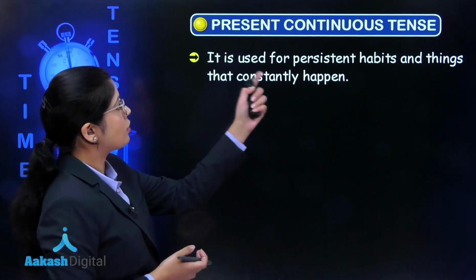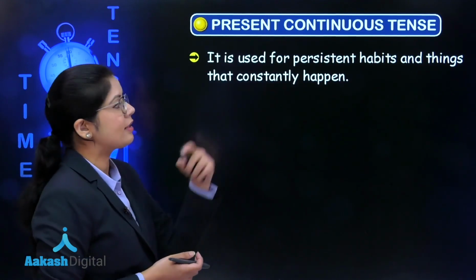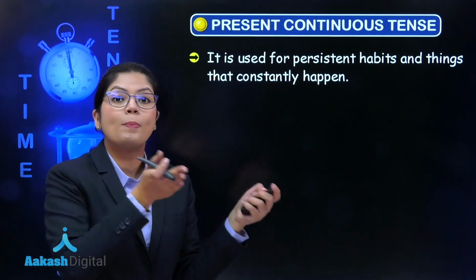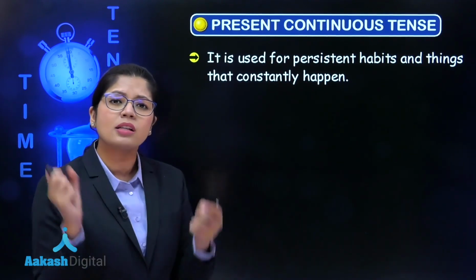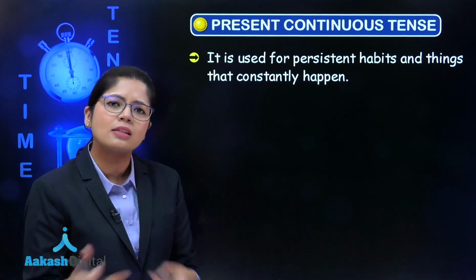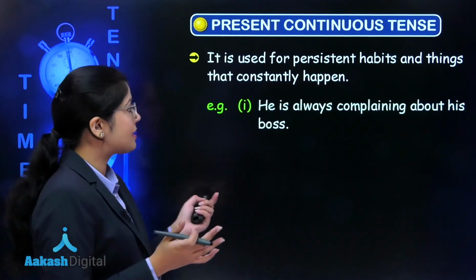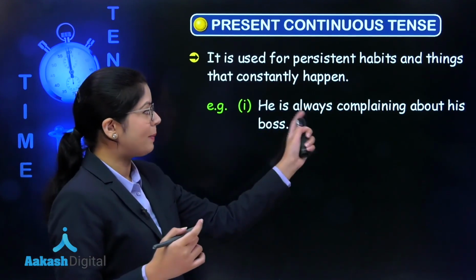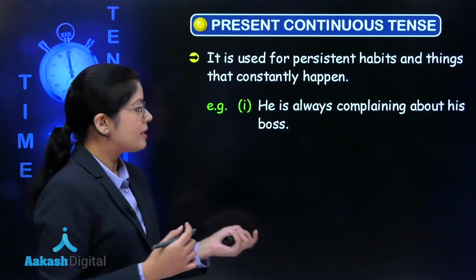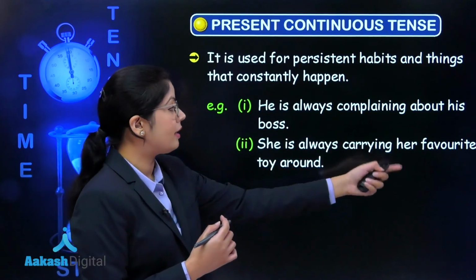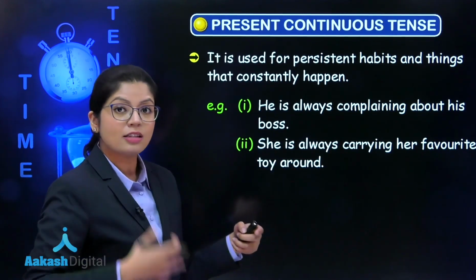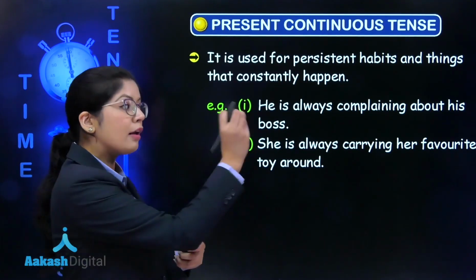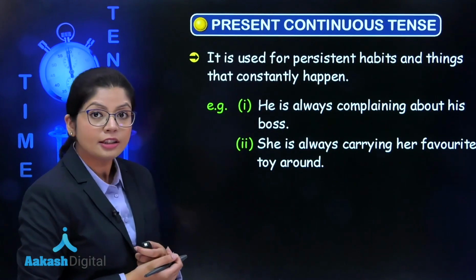Next we have, it is used for persistent habits and things that constantly happen. Notice, habitual actions are converted into persistent habits, things that you are normally found doing constantly or always. For example, he is always complaining about his boss. The moment I add this part, it becomes present continuous. Similarly, she is always carrying her favorite toy around. Again, it's a habit, it's a tendency that you find persistently in a person, and therefore you're using present continuous.